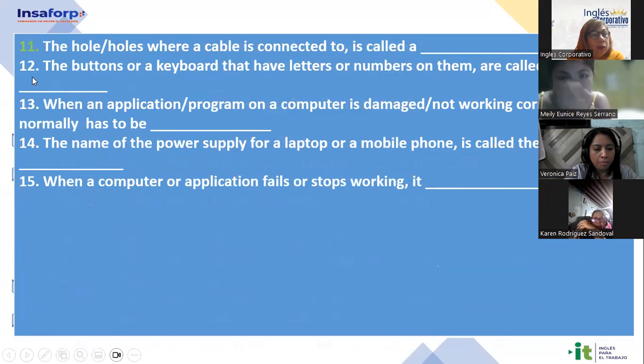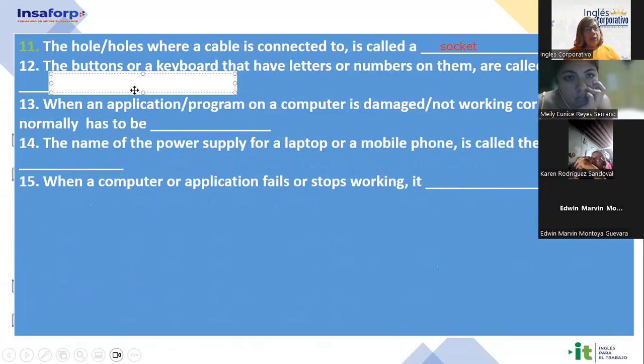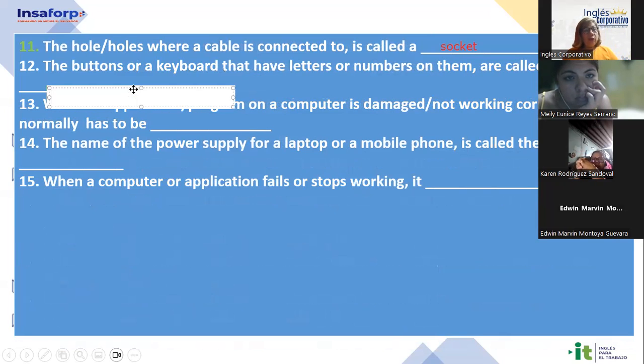The hole or holes where a cable is connected to is called a socket. Number 12. The buttons on a keyboard that have letters or numbers on them are called keys. But no kiss. This is keys.